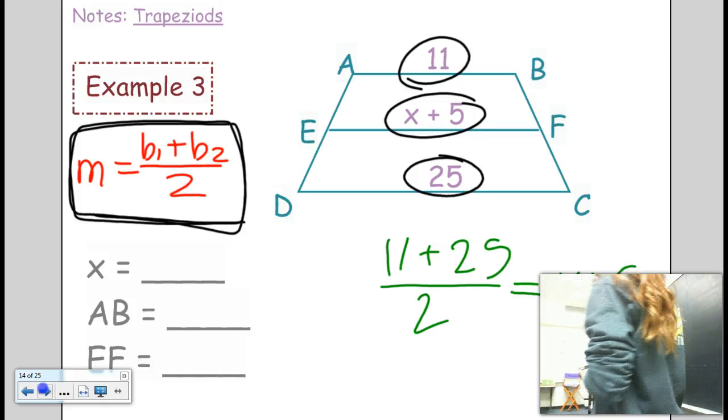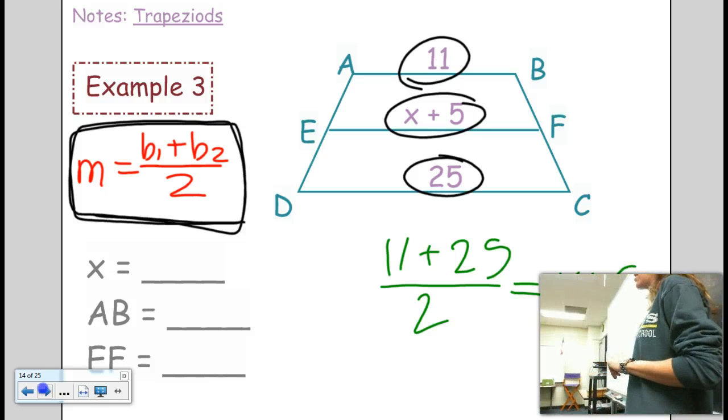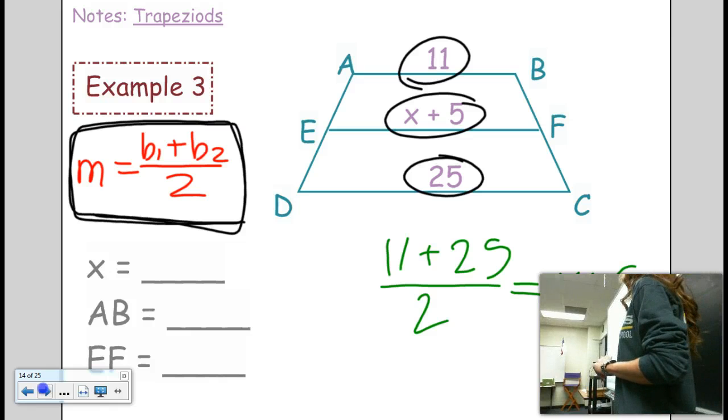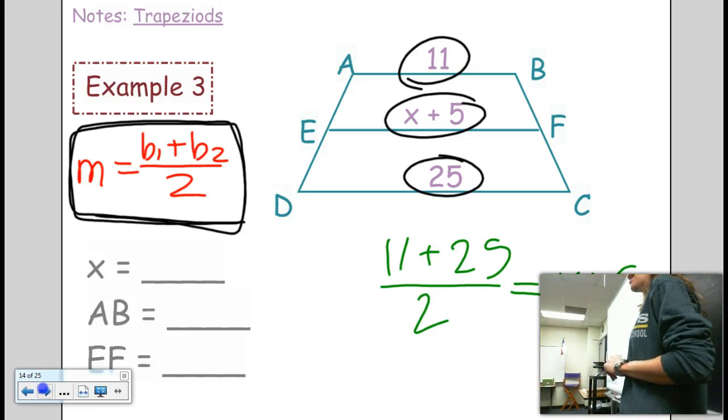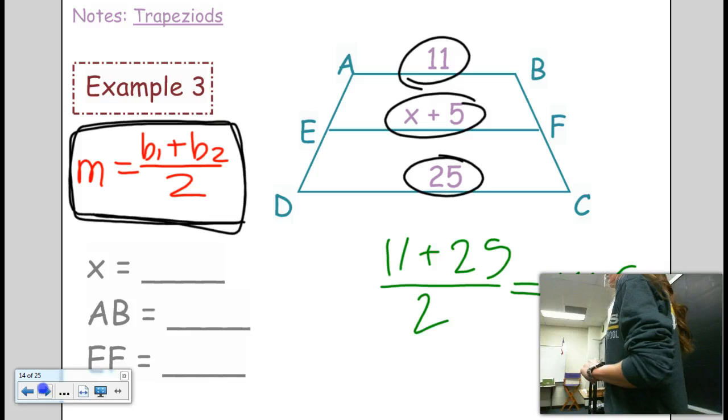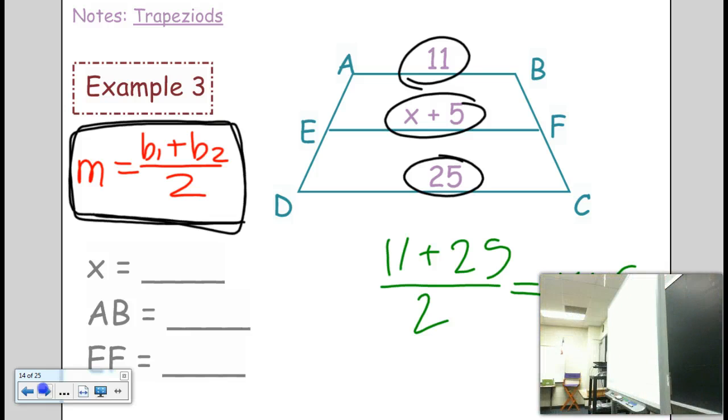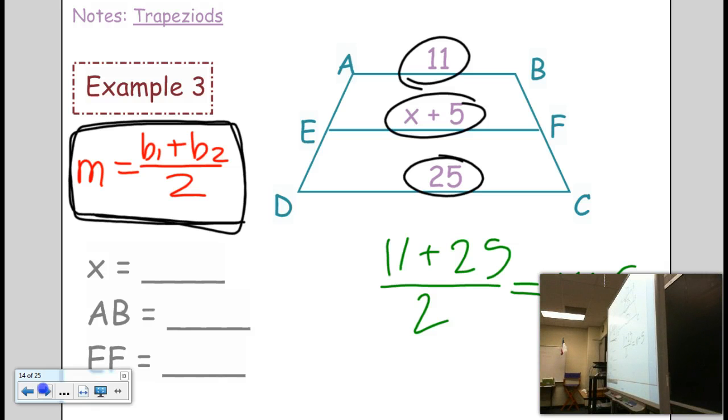Okay. This is step 1, guys. If you didn't write this down, you need to write this down. You add your bases and divide by 2, and that's your mid-segment. Let's make the left side pretty. Megan, what is 11 plus 25 divided by 2?